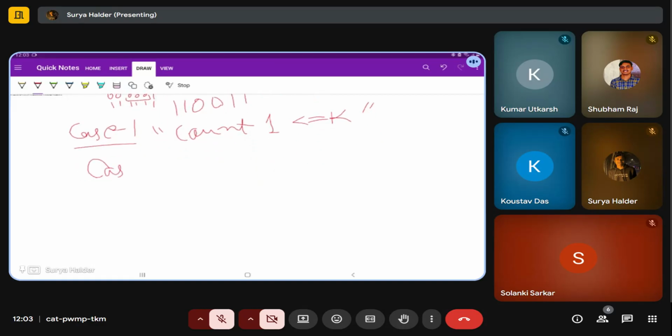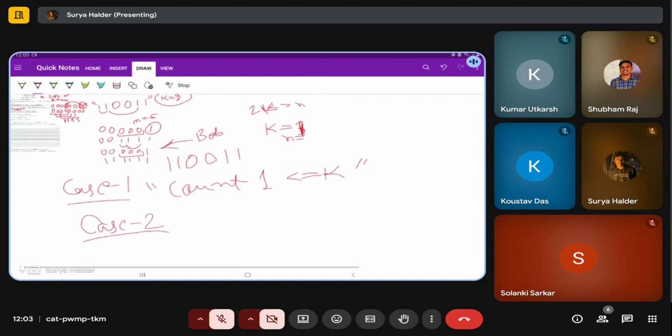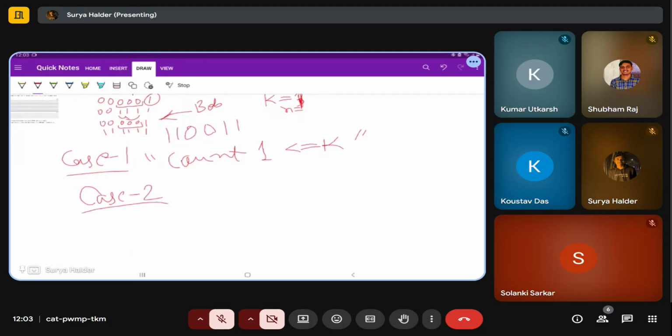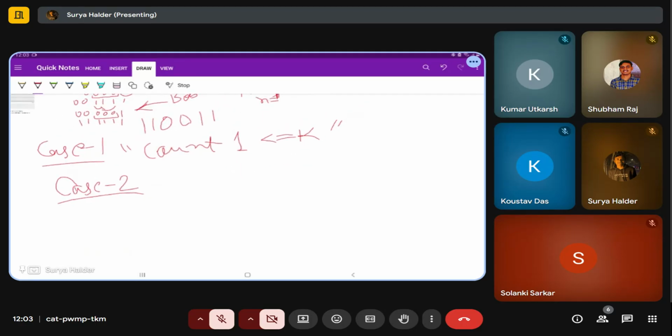So now another case remains, like this type of cases when Bob is winning. So for this, one of the observations was that at first there must be at least k plus 1 ones present in the array, because if k plus 1 ones are present, then Alice can convert only k ones to zeros, but 1 will remain, which cannot be converted.